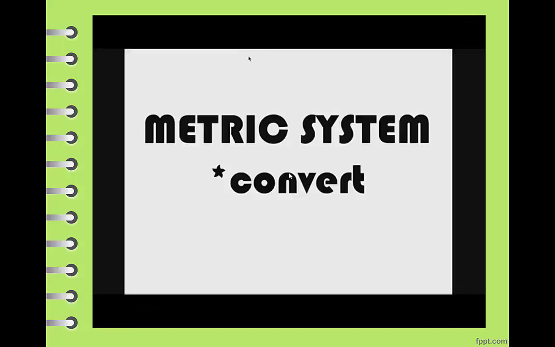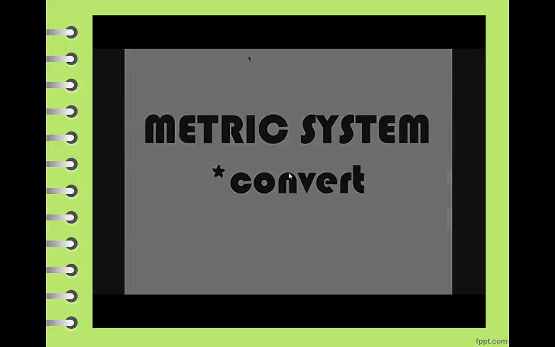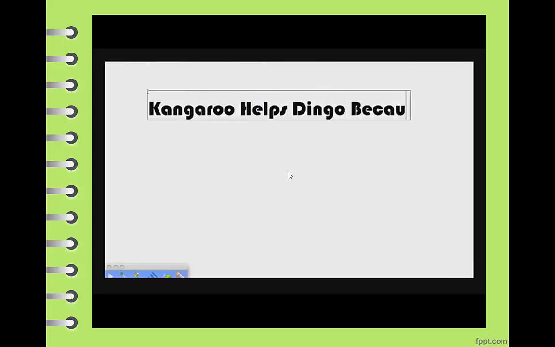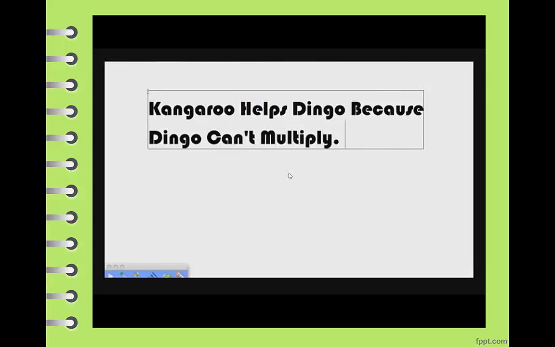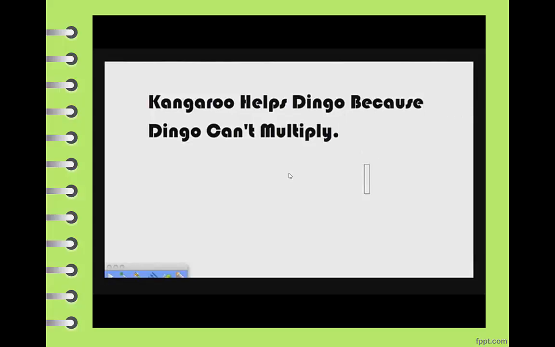Alright, in this video we're going to be reviewing the metric system and how to convert between units within the system. Alright, when we use the metric system, we have a really helpful tool called the metric staircase. And in order to remember how to draw the metric staircase, we made up this silly sentence. It goes like this. Kangaroo helps dingo because dingo can't multiply. Now it's pretty ridiculous, but it's really useful because it tells us how many steps to draw and what the labels for each step are.